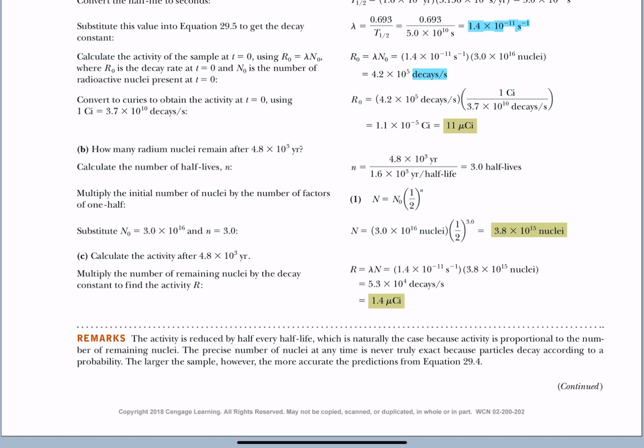That means that this sample will be cut in half 3 times. And the way you can calculate cutting it in half 3 times is to take your original amount, cut it in half once, cut that amount in half again, and cut that amount in half again, or you can just multiply it by 1/2 to the 3rd power, which would require you to divide it by 8.